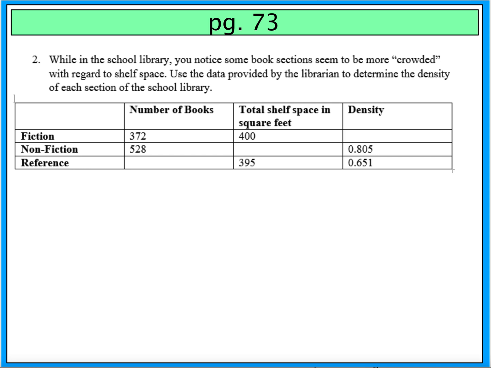One little tip here is we're looking for the total shelf space in square feet. So we would do the number of books. In the nonfiction, we have 528 books. And we are looking for the total shelf space, which is X, and that equals 0.805. So again, how would I solve this equation? I'd multiply both sides by X and then divide.